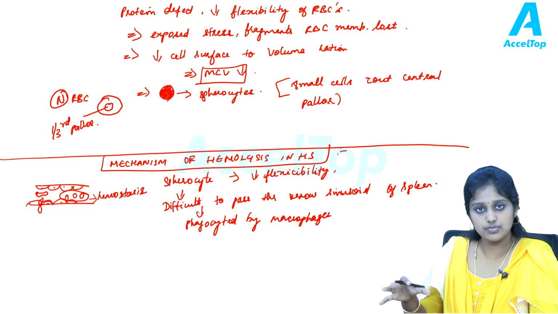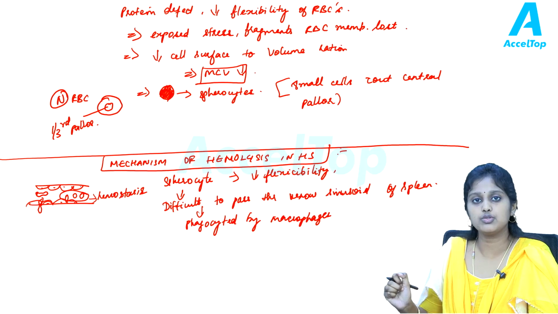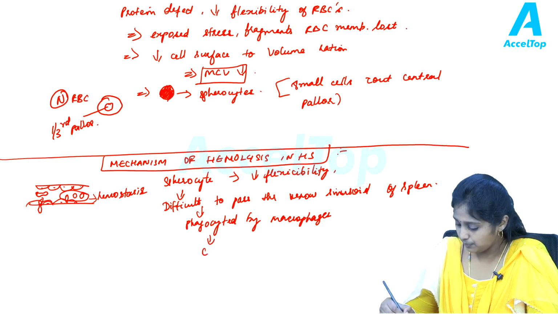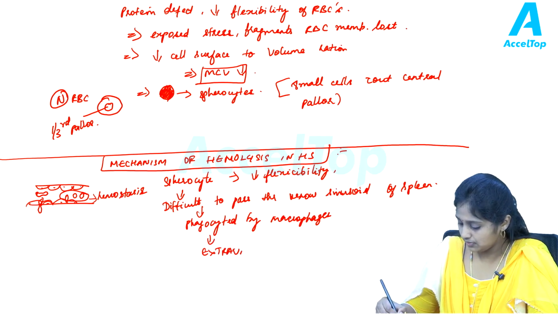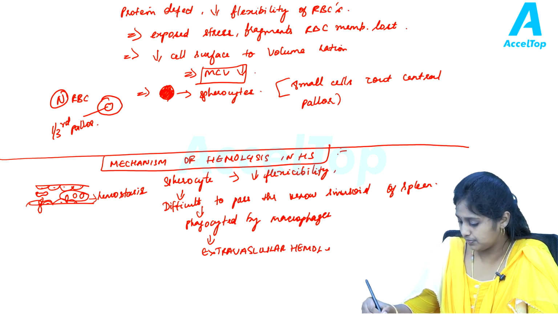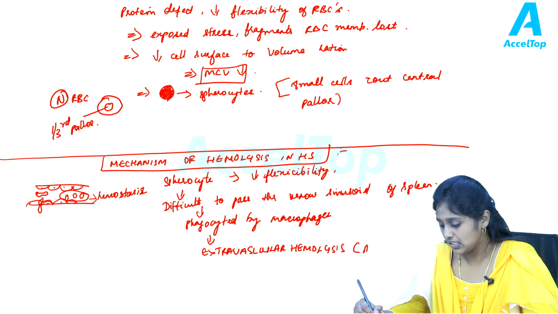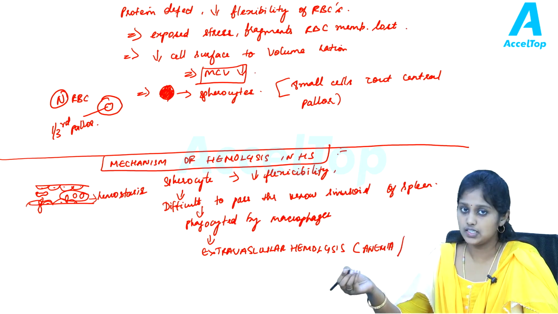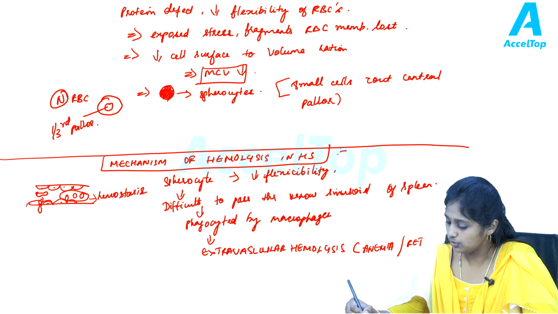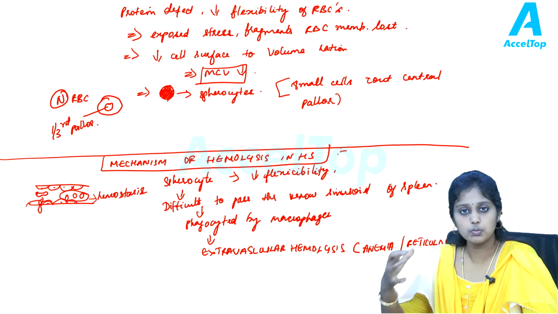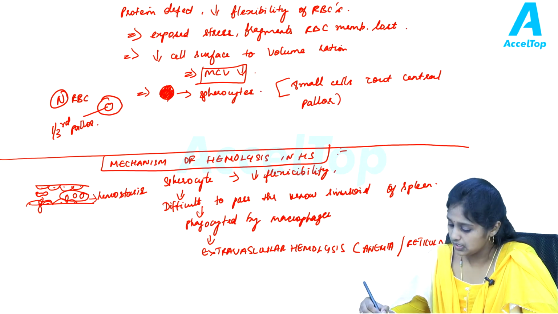What happens when these spherocytes are eaten up by the macrophages in the spleen? This will result in extravascular hemolysis. What happens if there is extravascular hemolysis? They'll be presenting with anemia. And what type of anemia is it? Hemolytic anemia. So there is reticulocytosis. And because of so much destruction taking place in the spleen, these patients will present with splenomegaly.